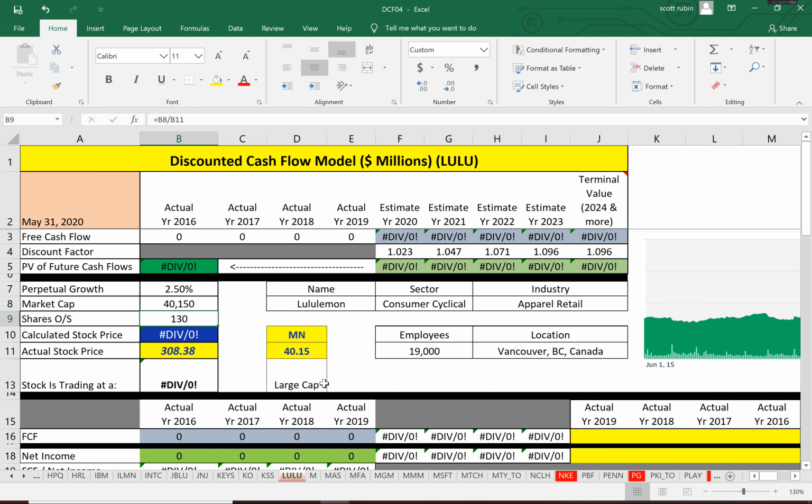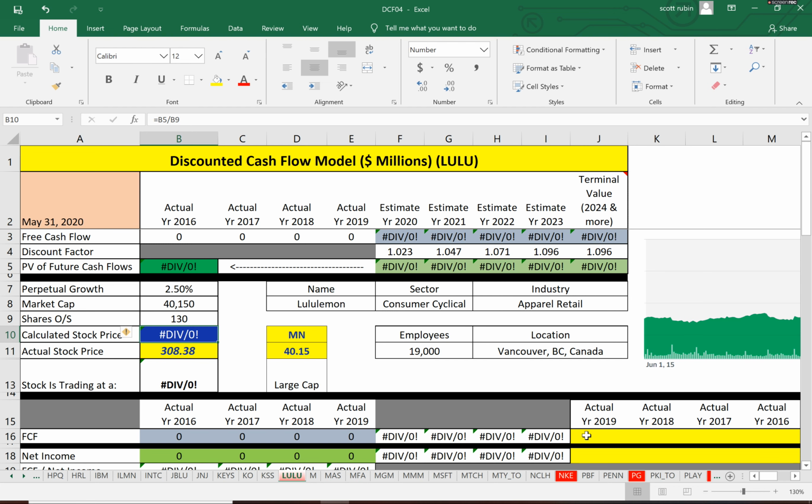So the best way to calculate the stock price for a company is to estimate the future free cash flows and then discount that number back to today. That's what we're going to do in this video. And when we get the value of the company, we're going to divide it by the shares outstanding to get the stock price.